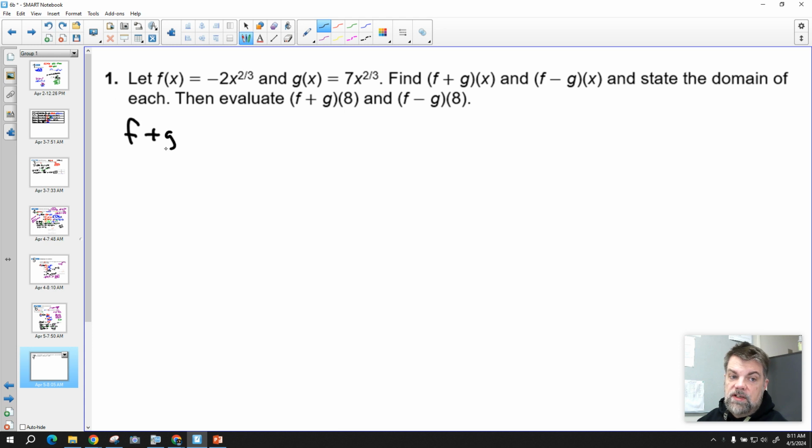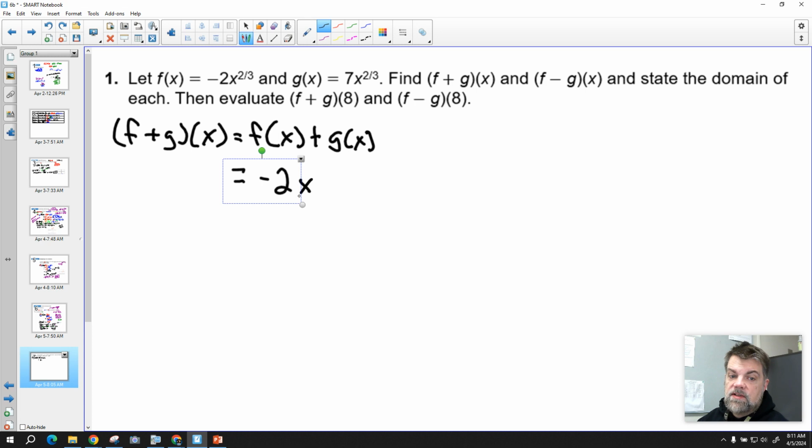f plus g of x equals f of x plus g of x. Alright, so then what's f of x? Well, it's negative 2x to the 2/3 plus whatever g of x is, which is 7x to the 2/3.